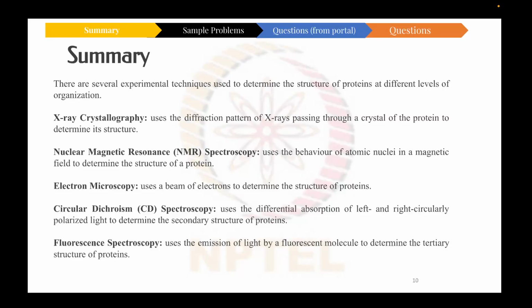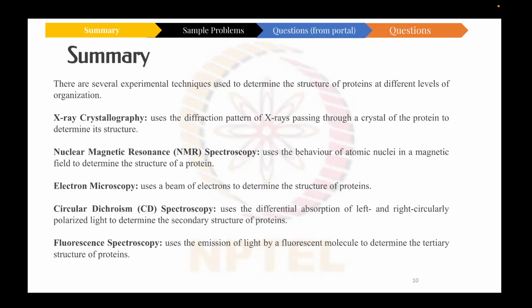Then we have the next method, that is CD spectroscopy. CD spectroscopy is mostly used to assess the secondary structure of proteins, focusing on their helical and sheet arrangements. It works by measuring how differently polarized light is absorbed by the protein, providing information on its folding pattern. CD spectroscopy is sensitive to changes in a protein structure and can detect alterations caused by factors such as pH, temperature, and ligand binding. It is widely used for studying protein folding and stability.